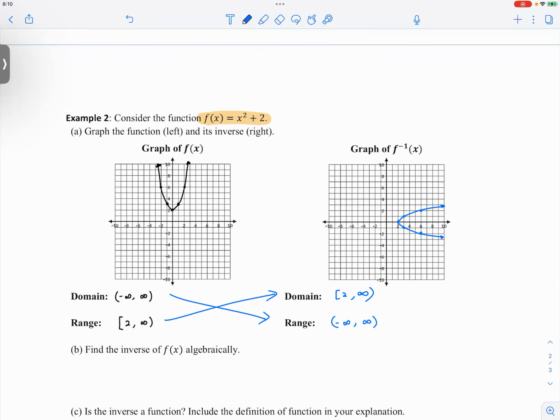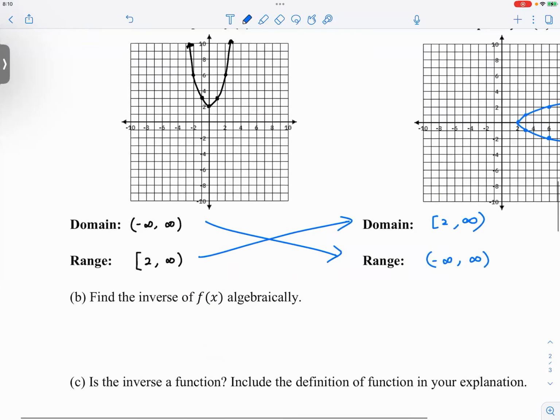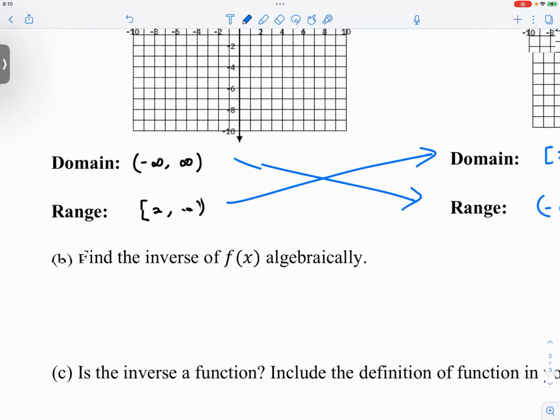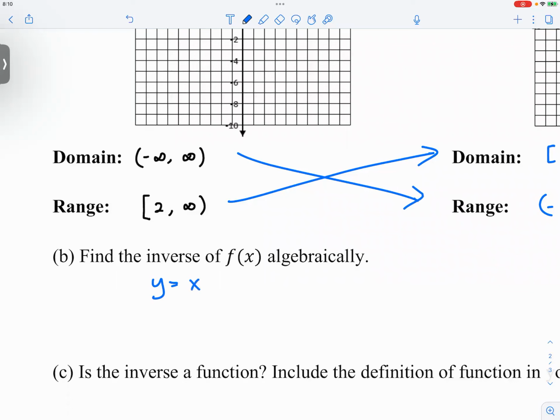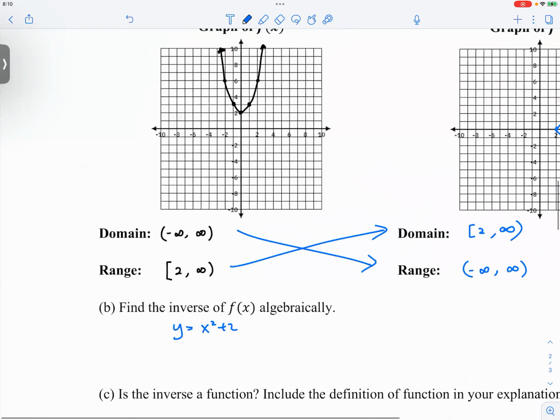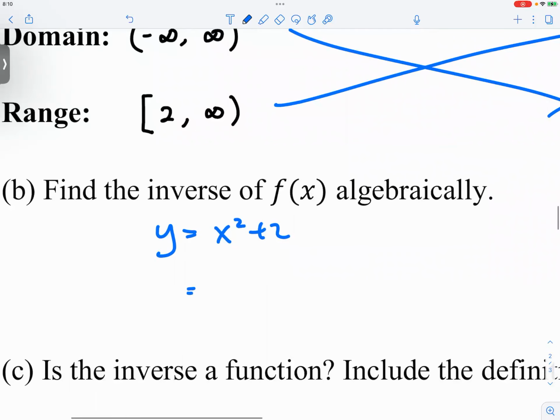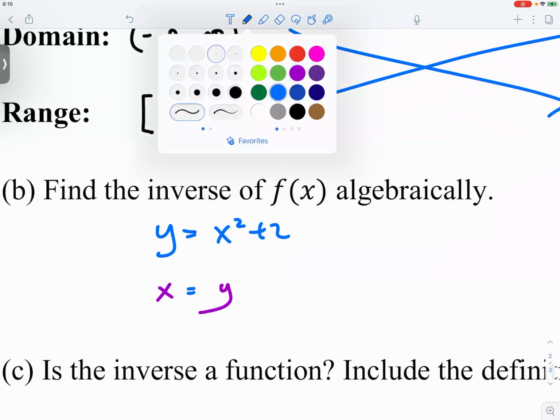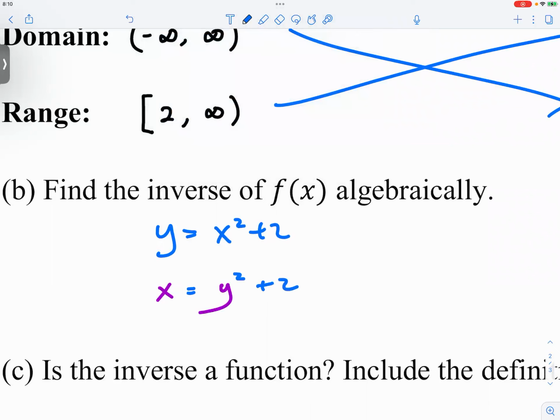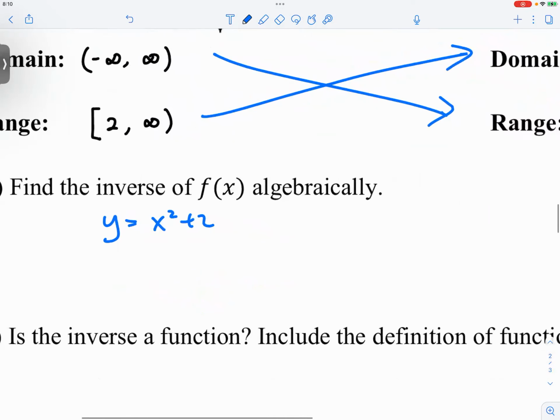And how do you find the inverse of f of x algebraically? We just do the same thing that we had done earlier. We are going to change the f of x to y. So we say y is equal to x squared plus 2. And then we'll go ahead and swap. We're going to change the x and y, right? And then you will go ahead and solve for y. All right, now we have y squared equals x minus 2.